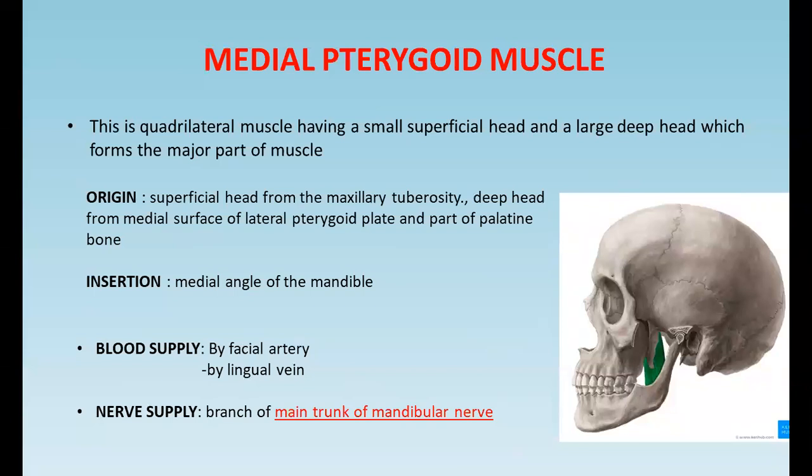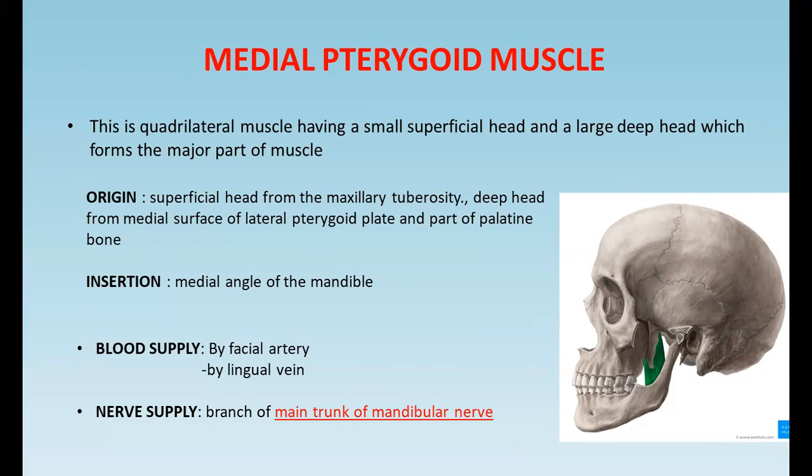Now coming to the medial pterygoid muscle. It is a quadrilateral muscle having a small superficial head and a large deep head, which forms a major part of the muscle. The superficial head originates from the maxillary tuberosity, and the deep head from the medial surface of lateral pterygoid plate and part of palatine bone. It is inserted into the medial angle of mandible.